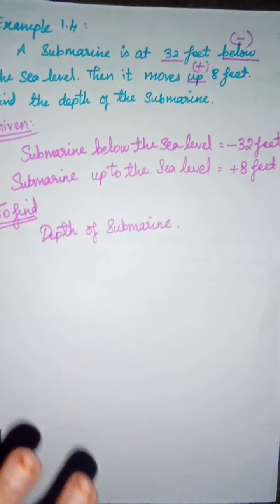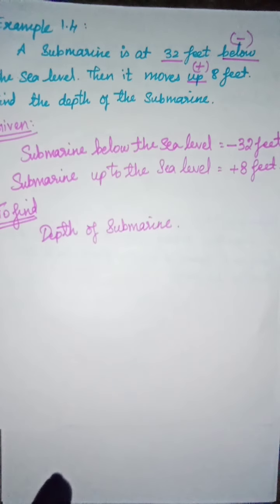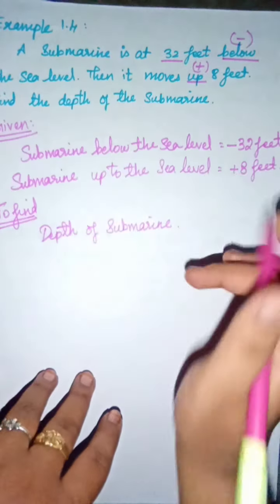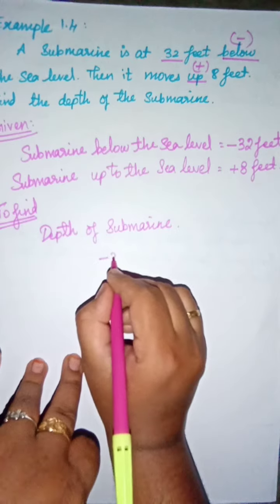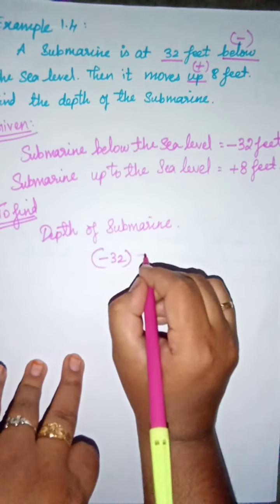Okay, how can we find it? To find the depth of the submarine, what do we have to do? It went down and then came up, so we have to add both. While adding the two, we can get the answer easily. So we have to add these two. First, we can write it as minus 32 plus 8.